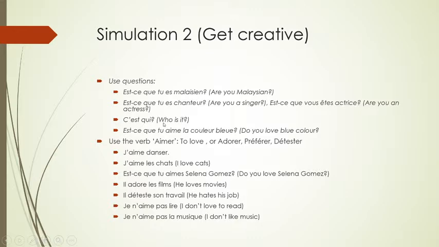As long as you guys use the sentences that we have learned from class, I'm good with it. Sorry. Especially, okay, yang baru kita belajar minggu lepas, which is the verb aimer. To love, ataupun you guys boleh guna adorer, préférer, détester. Adorer means to adore. Préférer means to prefer. Détester means to hate. Few examples here are j'aime. J'aime danser. J'aime les chats, I love cats. And saya bagi contoh lah, just contoh a few examples that I can think of in a few minutes.